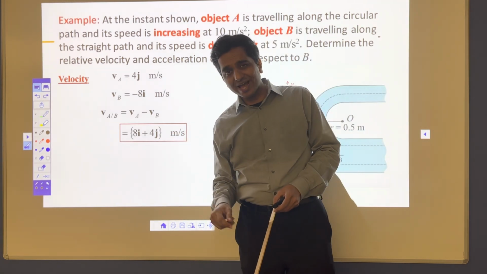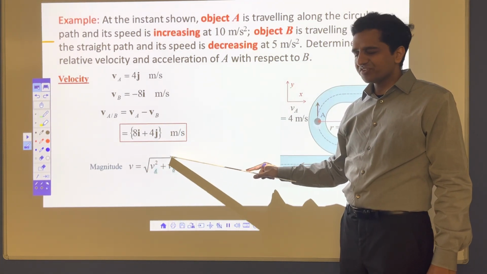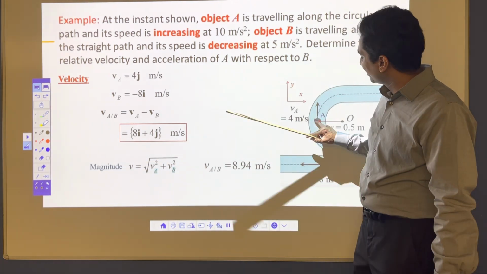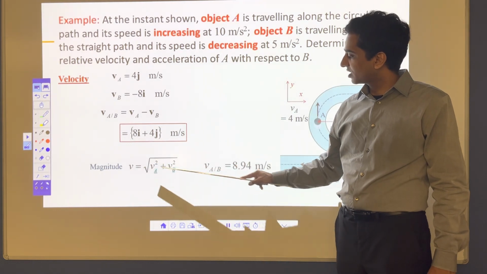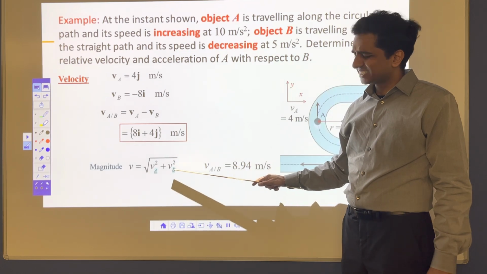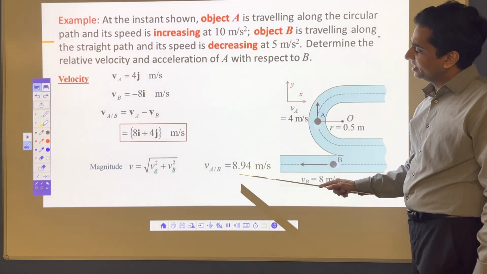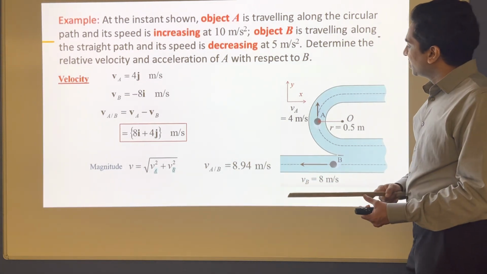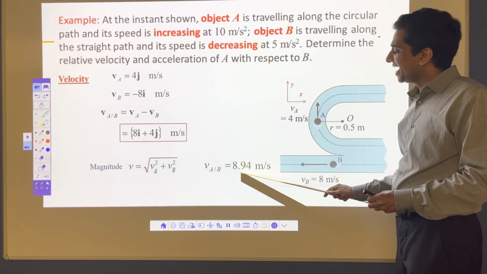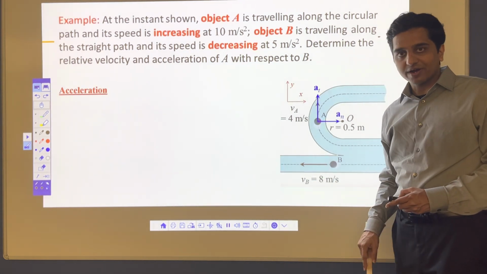If I want to know just the magnitude of that velocity, I'm going to use Pythagoras: the square root of VA squared plus VB squared gives V. That's the relative velocity magnitude. 8 squared is 64, plus 4 squared, which is 16. So the square root of 80 gives 8.94 meter per second. So the relative velocity at that instant between these two points is 8.94 meter per second. That's the first part.